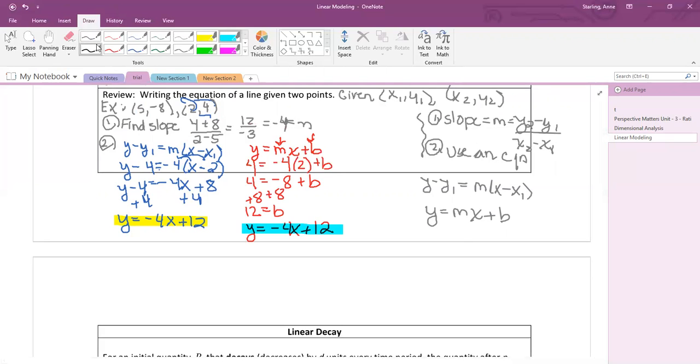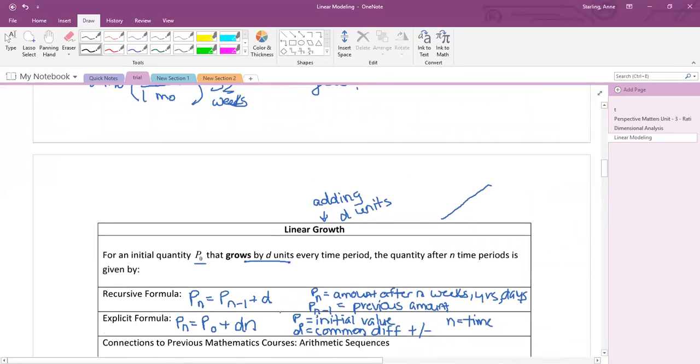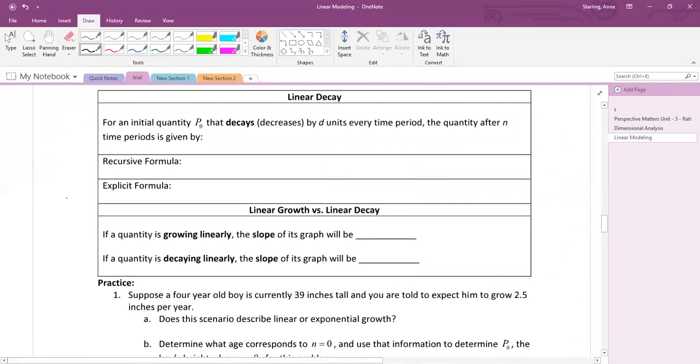All right, and then finishing off this idea, linear growth was where you're going up, as I mentioned, and you're adding d units. Linear decay is where you're decreasing. So these lines are going to have negative slopes and look like that. So your recursive and explicit formula are not two more that you have to memorize. All we're doing is making d negative. So the recursive formula before was Pn equals Pn minus 1 plus d. What we're going to do is say d is negative, so we're going to subtract it. And if you weren't sure, the d will come out negative if it's decay. It'll come out positive if it's growth, so it'll work out.